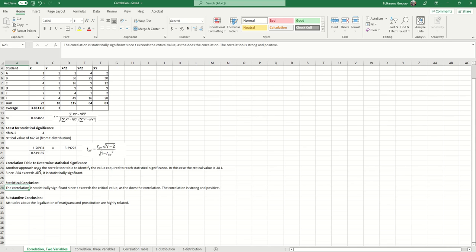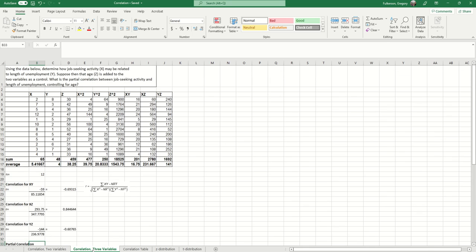Your attitudes about prostitution and marijuana might be related, but they don't cause each other. In this case, your job-seeking activity is going to cause your length of unemployment. So if you're not looking for jobs, you're going to stay unemployed longer, basically. Right? Age might be a related factor here, so that's thrown in as a control.